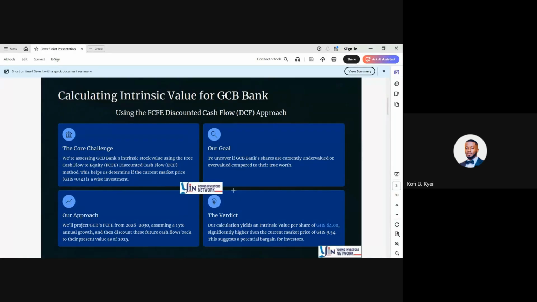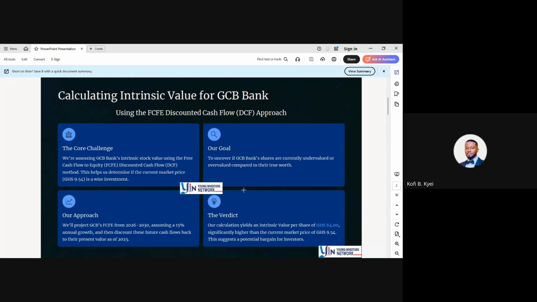Okay, so I'll move straight to the next slide, calculating intrinsic value for GCB. We've been analyzing GCB since we started this class. All right, so we're going to use the FCFE and the DCF approach.